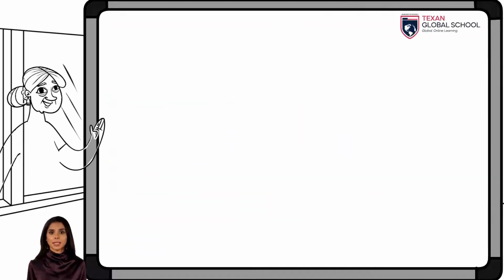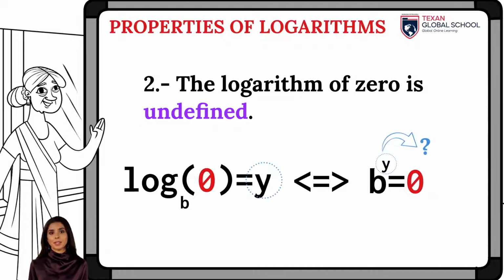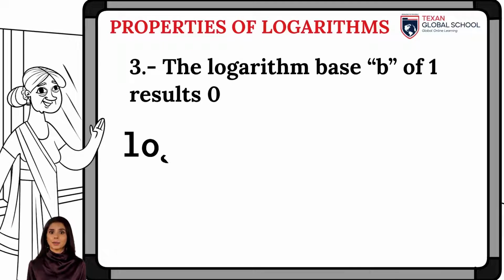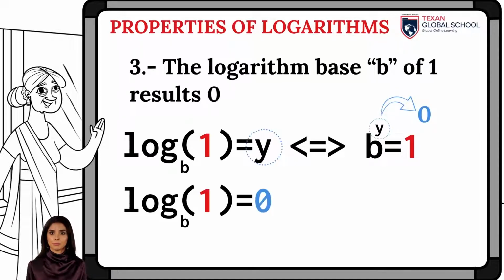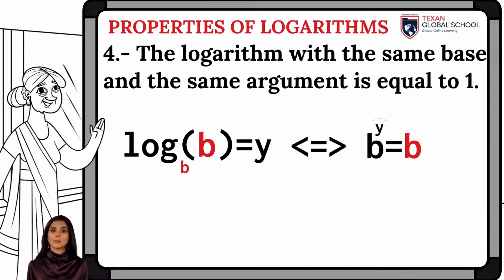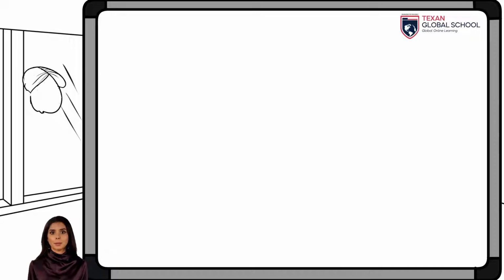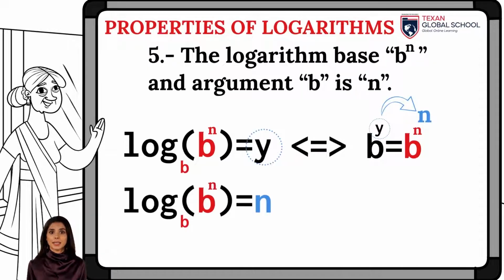The second property indicates that the logarithm of 0 is not defined, since there is no exponent that, when raising a base, results in 0. Another property says that the logarithm base b of 1 is equal to 0, since b to the 0 power is 1. This other property indicates that the logarithm with the same base and the same argument is equal to 1. We can see that the definition of logarithm proves all these properties. Now the logarithm base b and argument b to the n is the same as n.